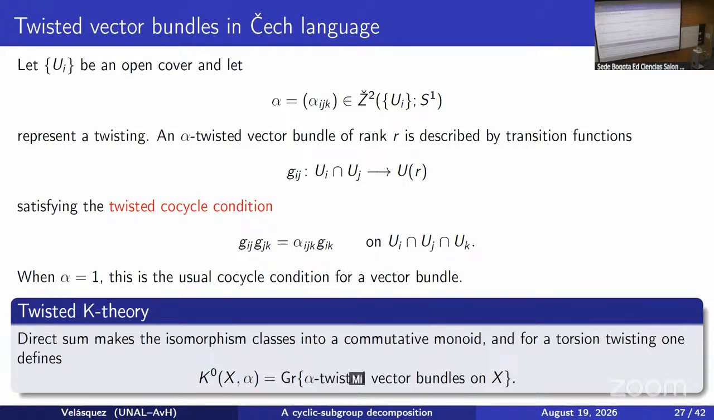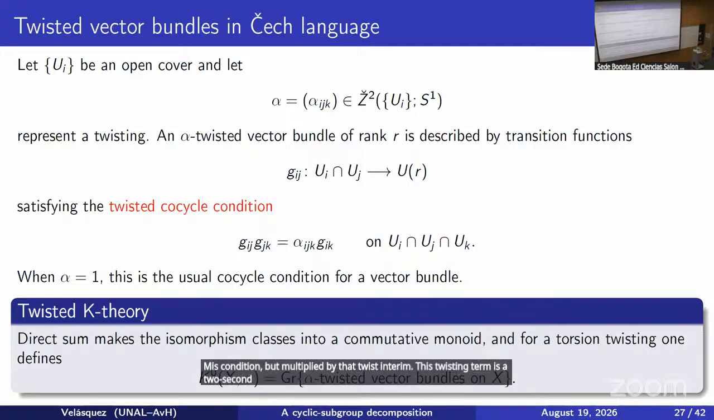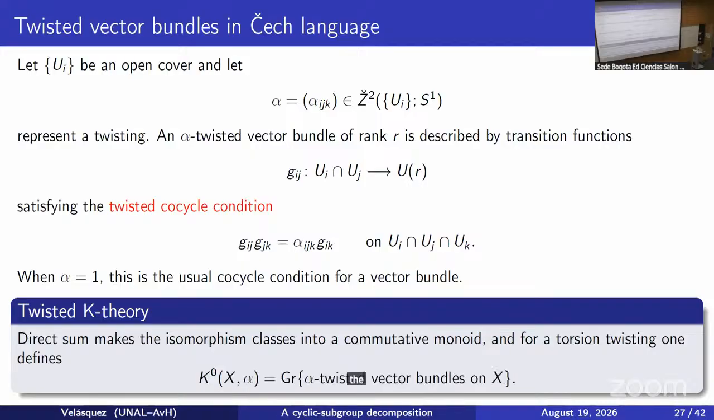This condition, g_ij g_jk, is equal not to g_ik, but instead to g_ik multiplied by a twisting term. This twisting term is a check cocycle, with coefficients in the circle. When alpha is 1, this is just the usual cocycle condition.